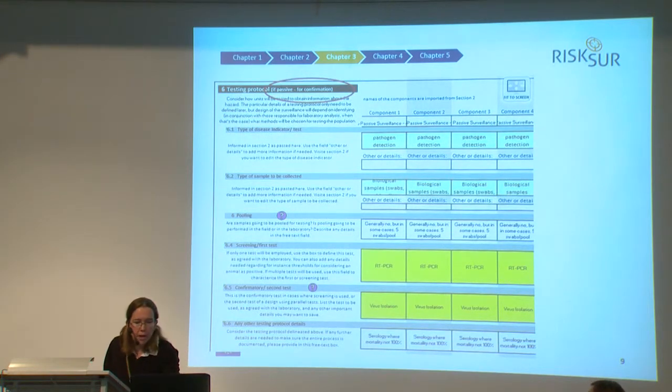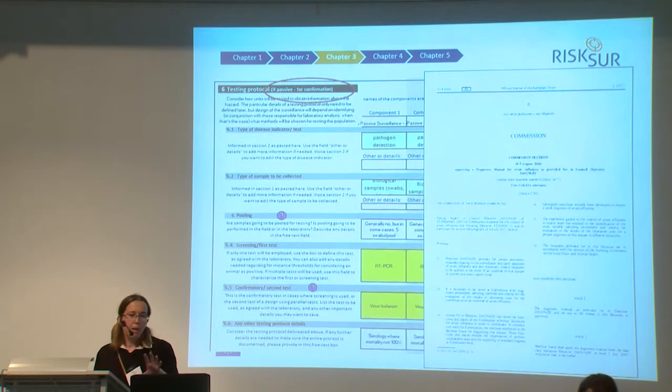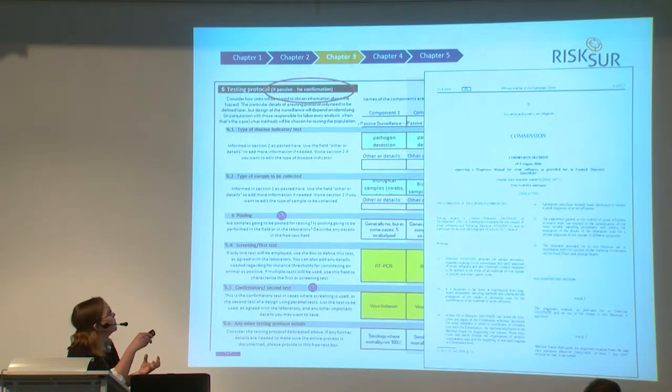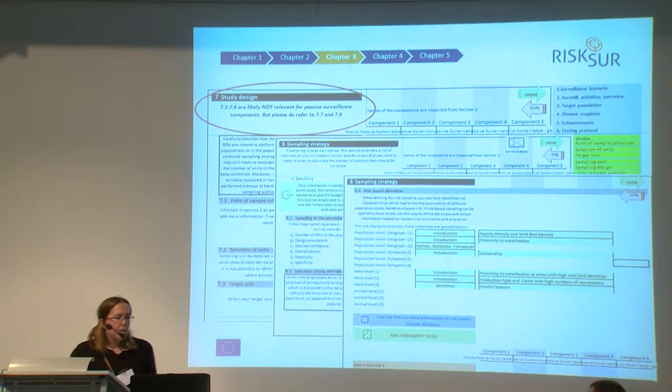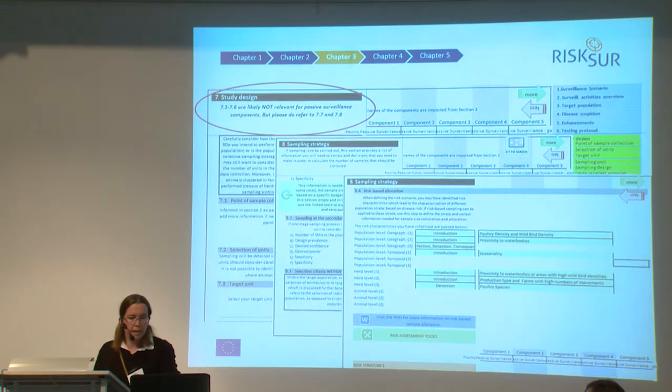The testing protocol, again, because I don't have a lot of time, I'm not going to talk too much about that. I think confirmatory testing for avian influenza is fairly well established, and it's just a case of going through and documenting what tests are used, if you're doing a first test and then a second test. Some of the questions in the framework weren't relevant for us because they're maybe not relevant for passive surveillance. You can go through and fill them out if you can. I mean, they're there, but things like study design and sampling strategy are probably more relevant for active surveillance.